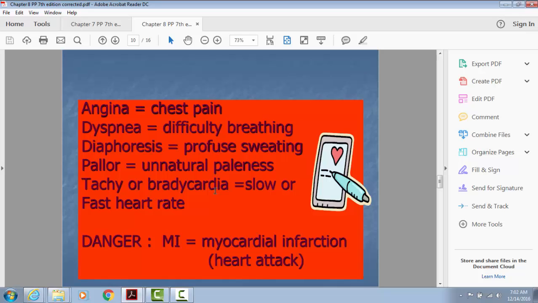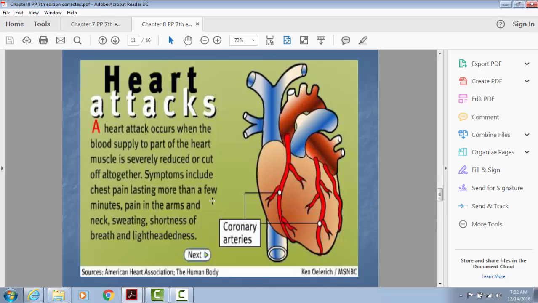So if any of those symptoms are going on, then the patient needs to seek treatment right away. Heart attacks occur when the blood supply to part of the heart muscle is severely reduced or cut off altogether. So most likely there's a blockage in one of the coronary arteries that is feeding the blood into the heart. And so if the heart is not getting an adequate amount of blood, then there's going to be the heart attack, which is going to be some damage to the heart muscle itself.